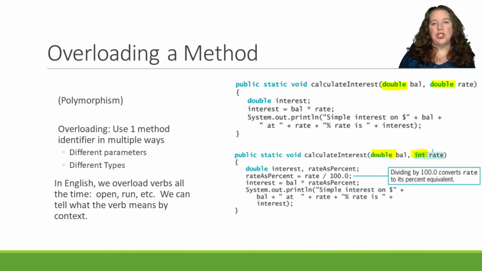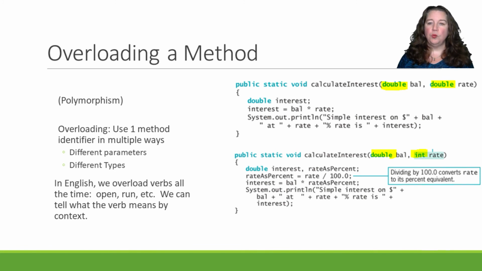As I've said before, Java is an object-oriented language, which means it incorporates the phrase polymorphism, many forms, being able to have one method in multiple forms. We call it overloading. So you overload a method when you have the exact same method name, identifier, but different parameters. When we do our calculate interest method here, we have two different options. Our balance is a double, and that's fine. Both situations has the balance as a double.